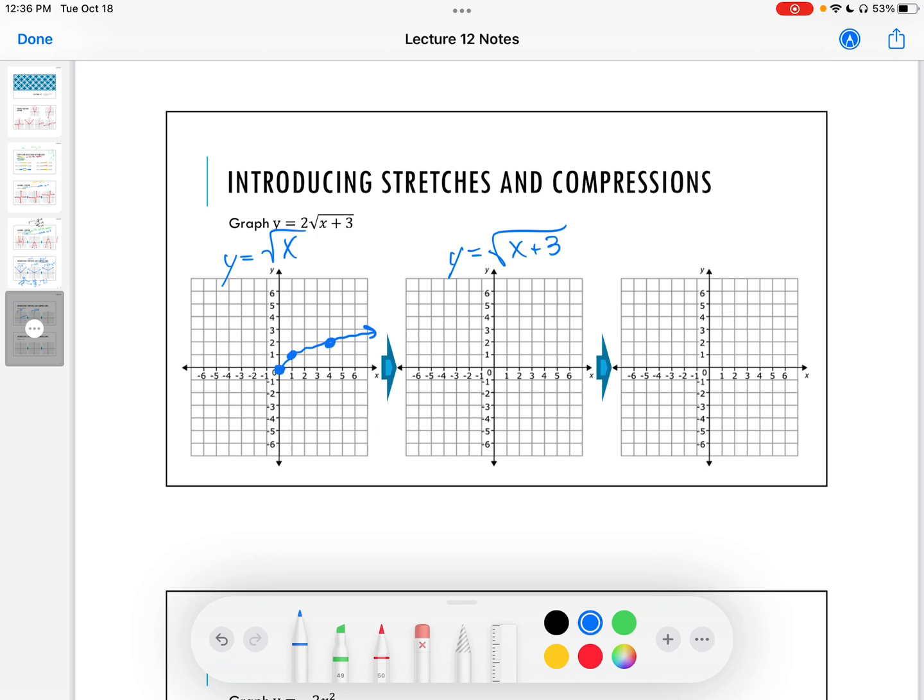Plus 3 makes me think I need to go to the right. But remember, if we're in prison, we always do the opposite. So this actually goes to the left 3 spots. And then we have our square root function here.